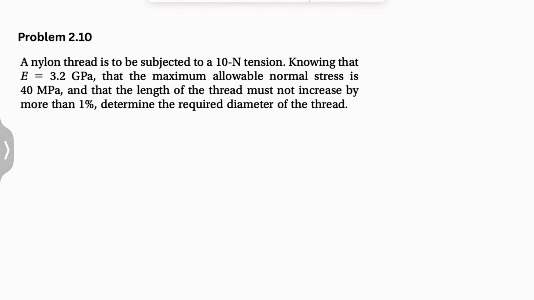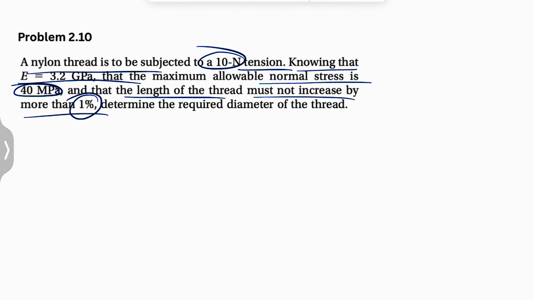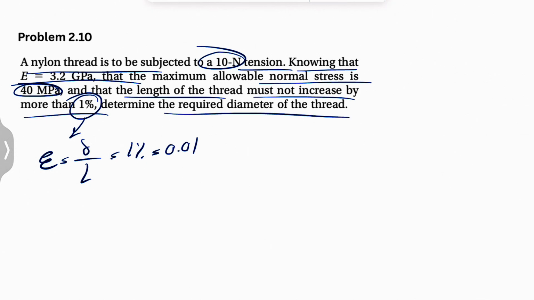We're going to be solving another question from the second chapter of Mechanics of Materials by Johnston. We have a nylon thread that is subjected to 10 Newton tension, so we have the force. We know that the elastic modulus is 3.2 gigapascal and the maximum allowable normal stress is 40 megapascal. The length of the thread is not supposed to increase by more than 1%. So this 1% gives us information about the strain, because we have the increase of the length over the initial length, which is 1% or 0.01. And the question is asking for the diameter of the thread.